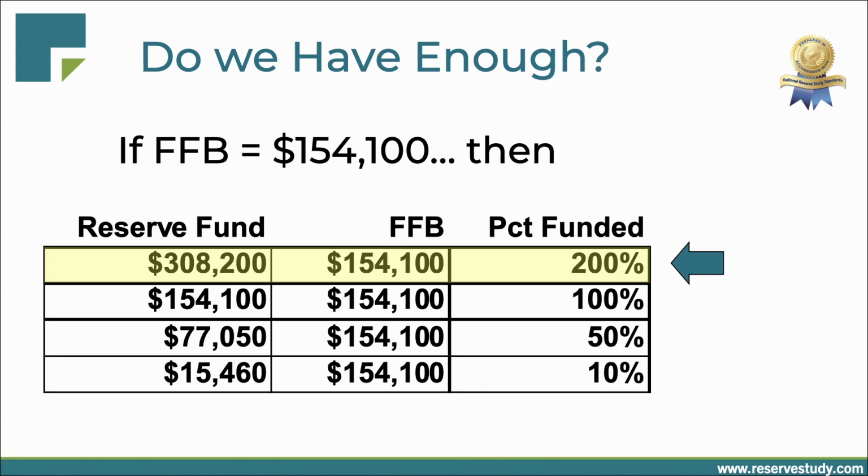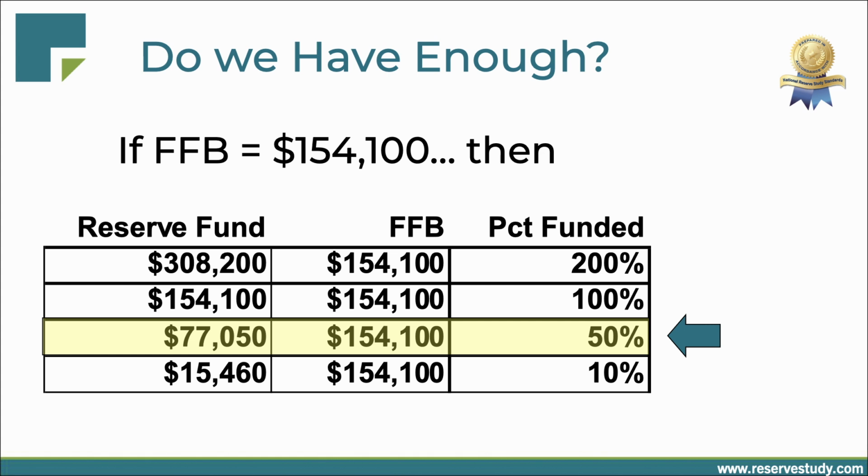Now, let's do it for a few sample associations. Same association here, $154,100 fully funded balance. If you have $308,000 on hand, you're going to be 200% funded. If you have only $77,000 in reserves, you have about 50% of that fully funded balance. And that starts to give you an idea of if you have a lot or a little compared to the needs of your association. But still, what does more or less or a lot or a little really mean?